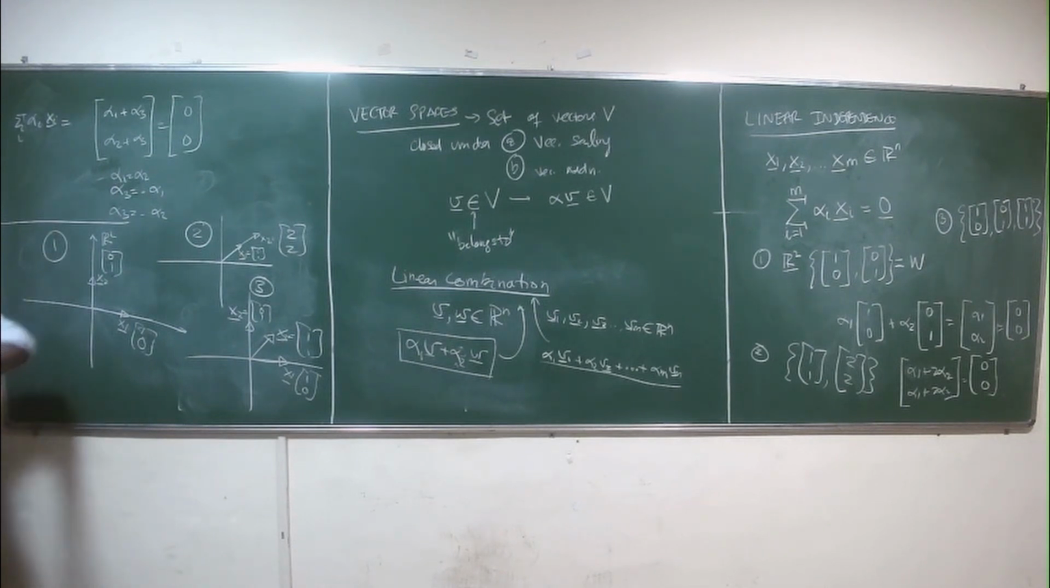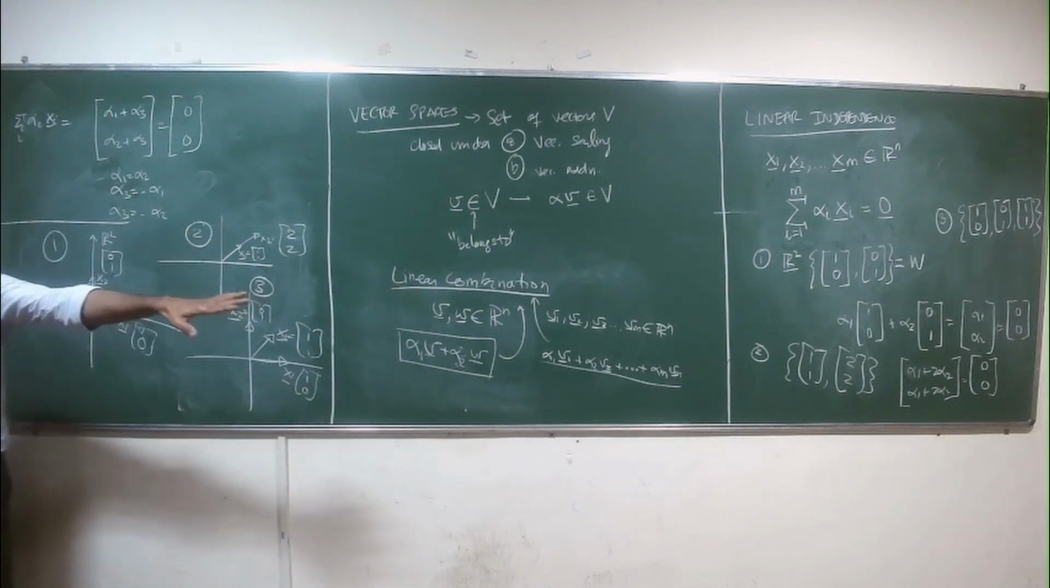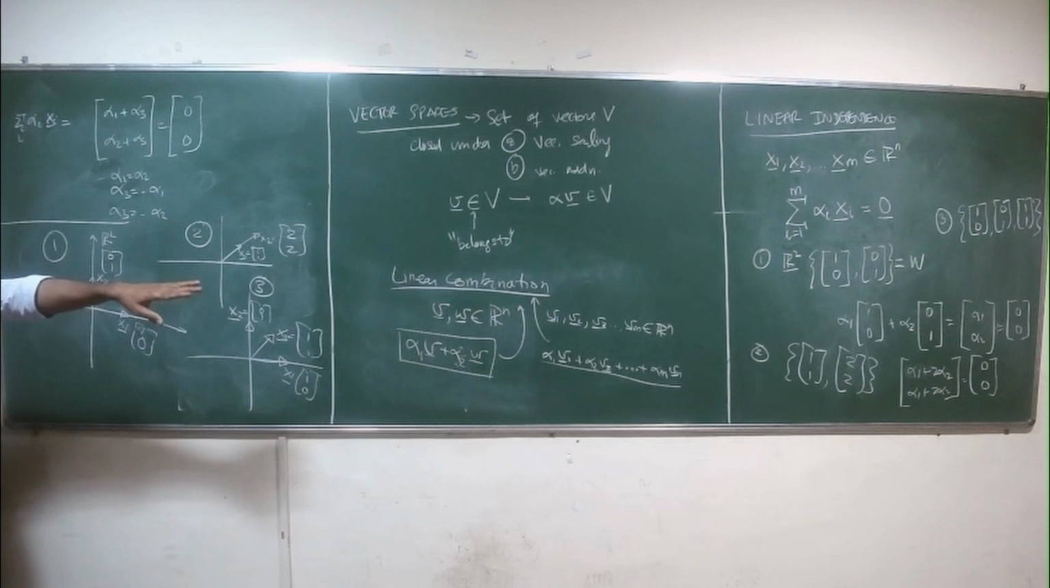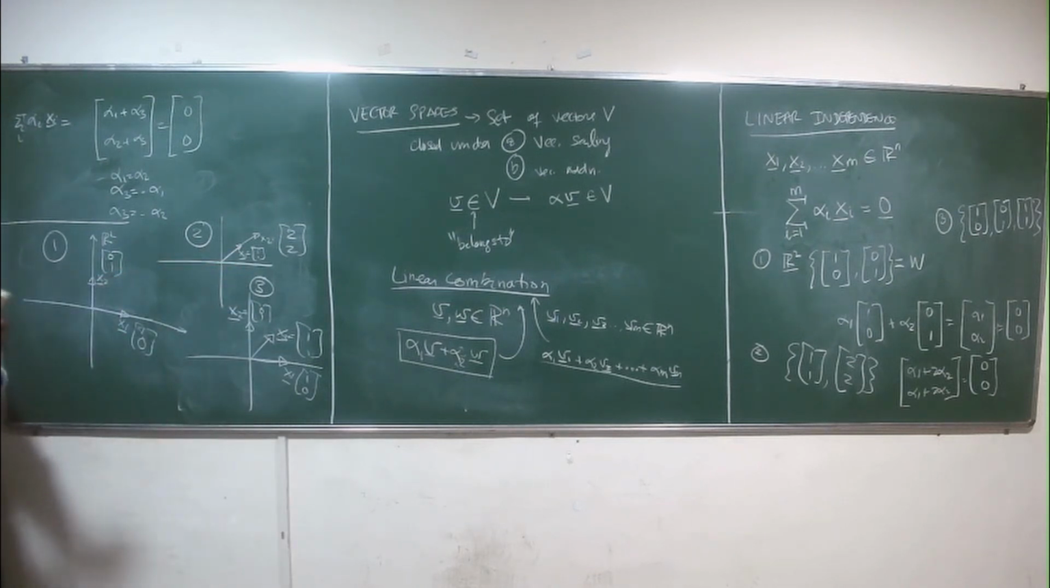Linear independence simply tells you that for the set of vectors that you have, do they point in the same direction, or do they all point in different directions? So here, the two vectors are pointing in different directions, and that definition showed us that it is actually linearly independent. Whereas here, the two vectors in that set are pointing in the same direction.